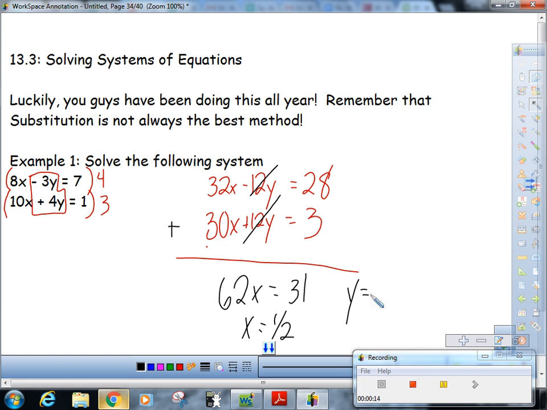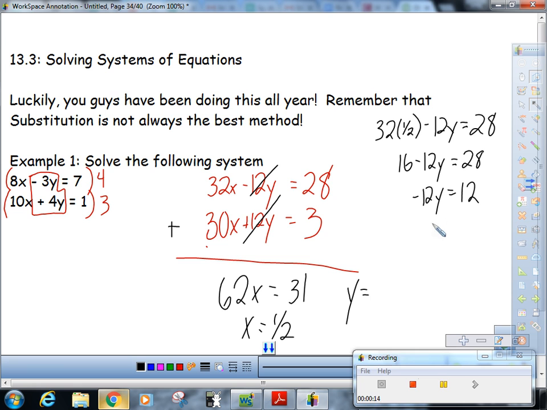And y equals, well, I got to solve this thing for y. So how about 32 times 1/2 minus 12y equals 28. Okay, so that is 16. So negative 12y is positive 12, and y is indeed negative 1. Okay?